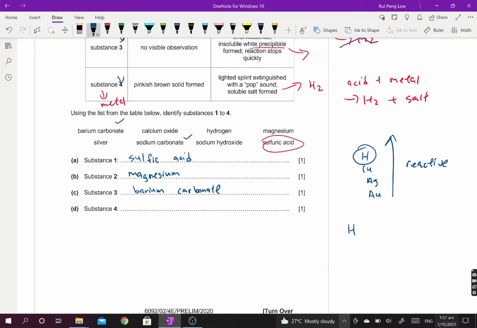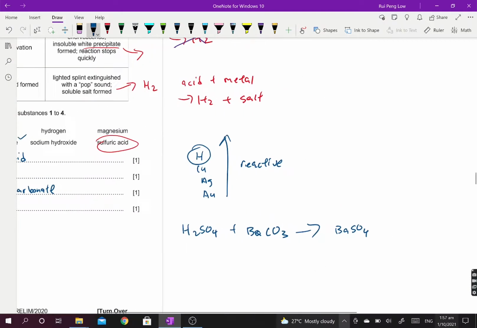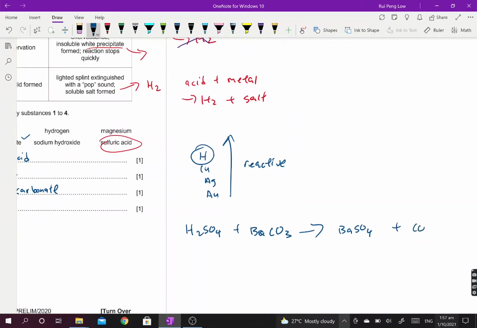Now, why barium carbonate? Because BaCO3. So let's take a look at this equation. When sulfuric acid reacts with barium carbonate, it gives you barium sulfate plus CO2 plus H2O. Now, this is your white precipitate that you should know.